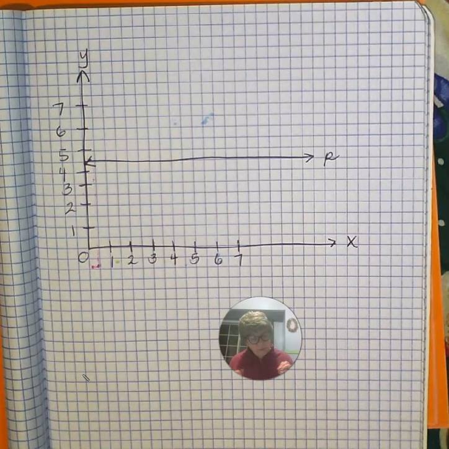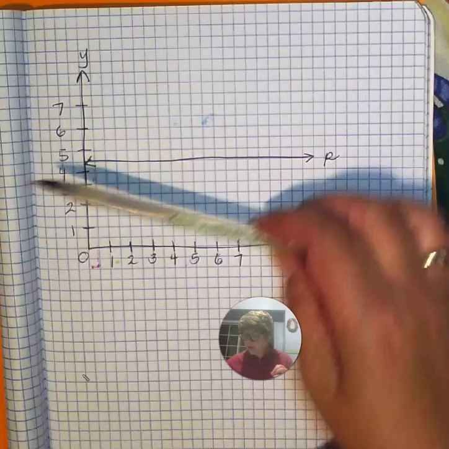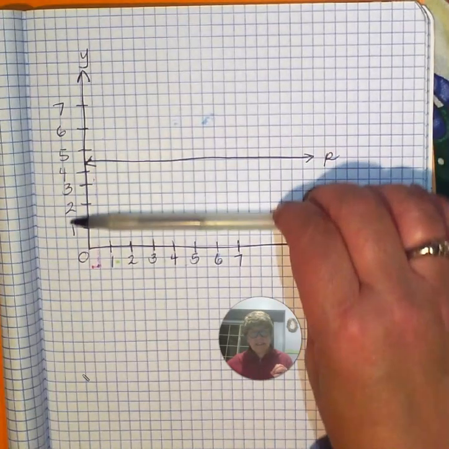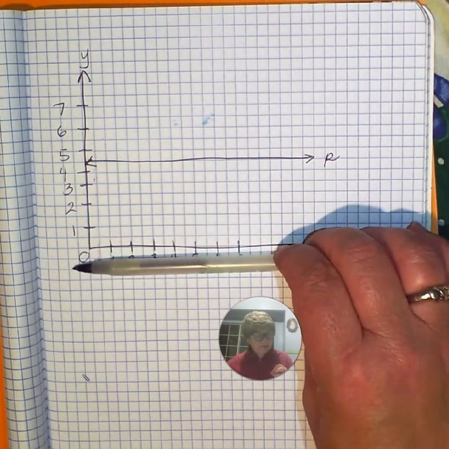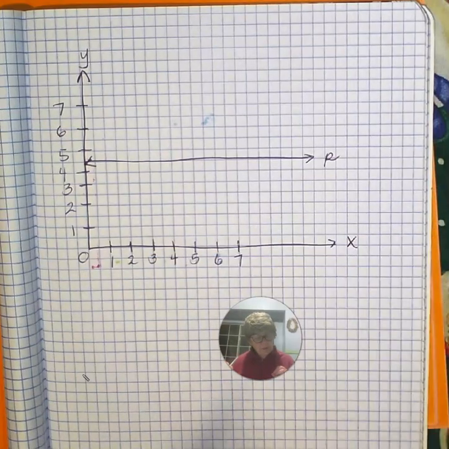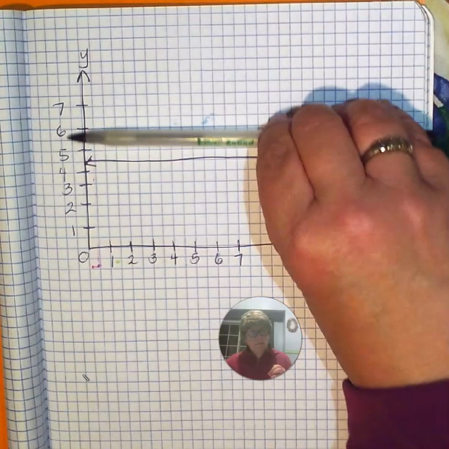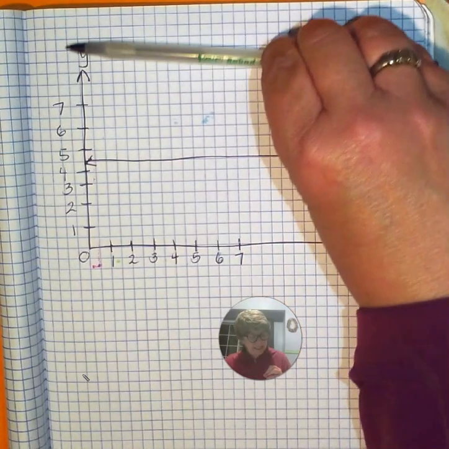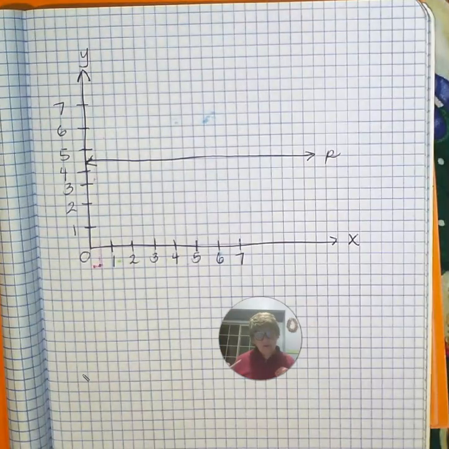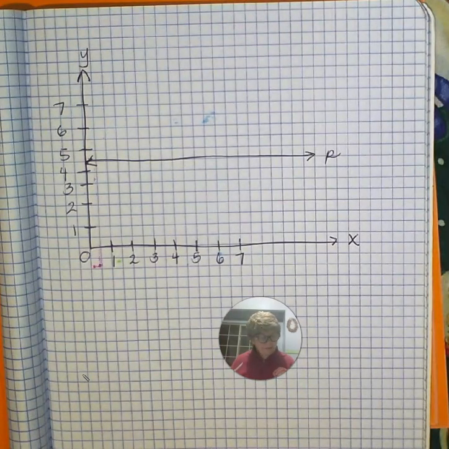What can we say about the coordinates of all points below P? We could say that their y-coordinate is all going to be less than 4.5. What can we say about the coordinates of all points above line P? We can say that they all have y-coordinates greater than 4.5.